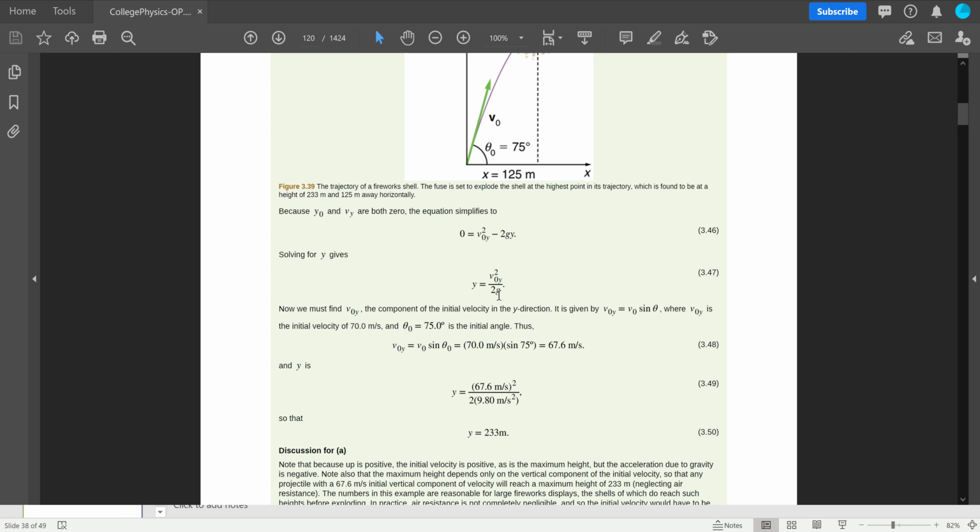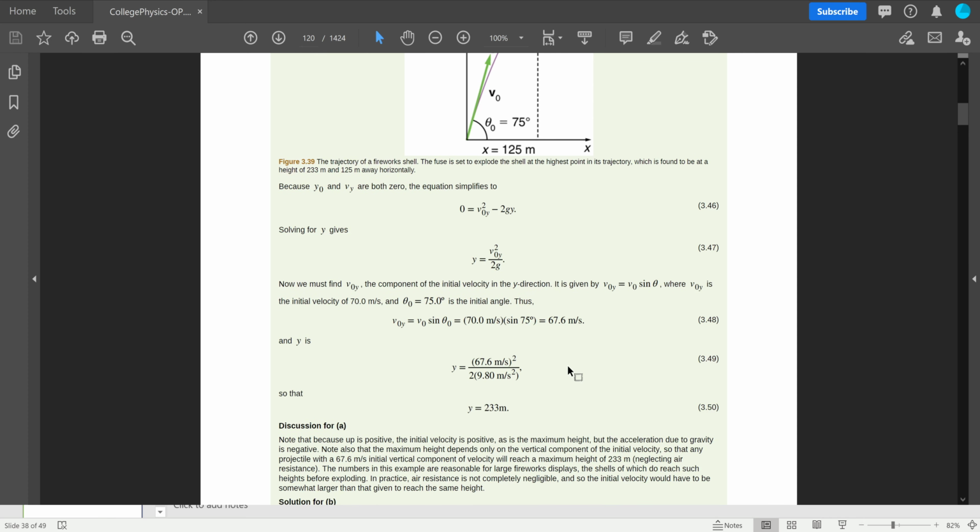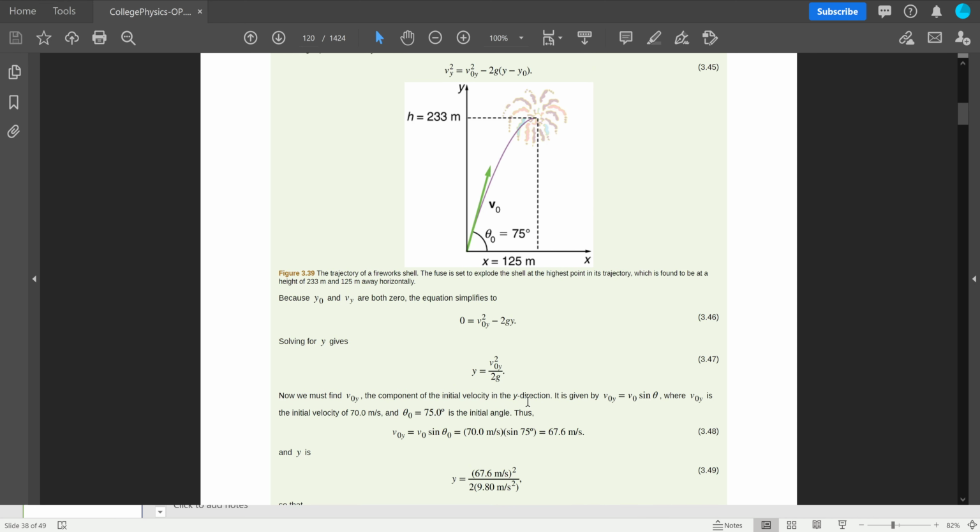So we go ahead and plug that back in. We don't get rid of this squared because nowhere in this calculation do we have a squared. So that's independent of our component mathematics. So 67.6 meters per second, all that squared, divided by 2 times 9.8. So we find that our height was 233. That is the highest peak that this firework is going to reach. And at that point is when the explosion is going to happen.